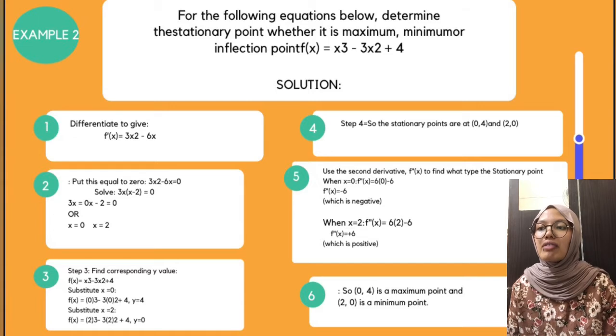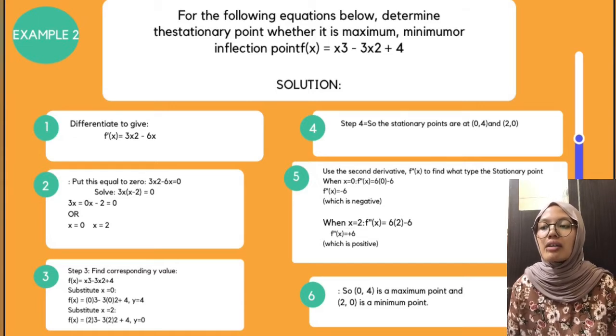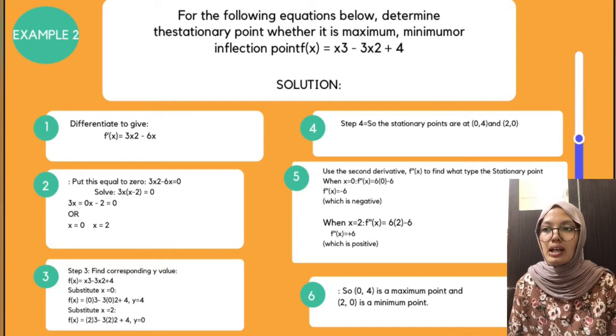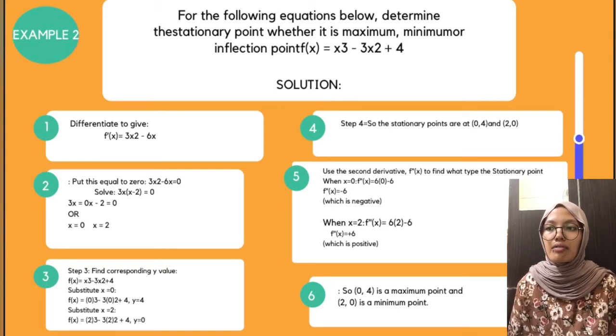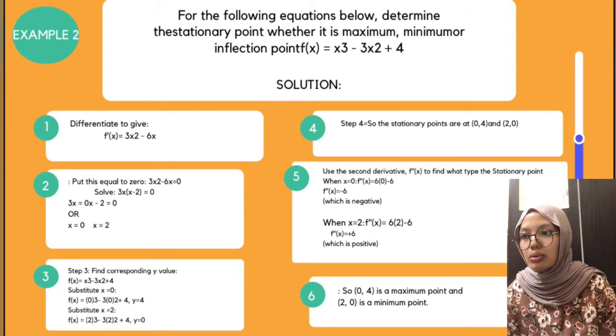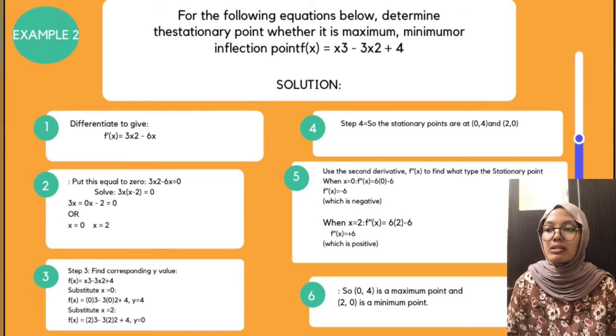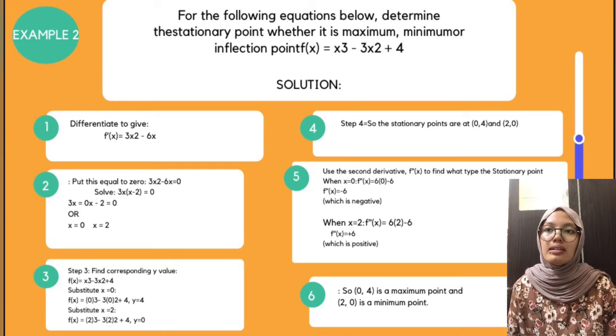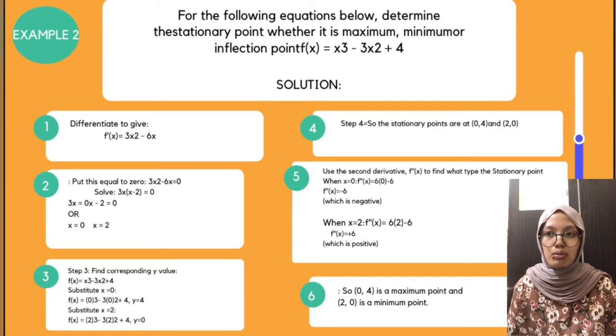The next step would be to find the corresponding y value, f(x) equals x cubed minus 3x squared plus 4. Substitute x equals 0, and then y equals 4. And then substitute x equals 2, and the answer would be y equals 0. The next step would be the stationary points can be stated, which are (0, 4) and (2, 0).